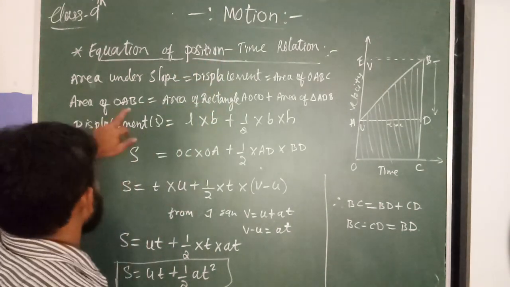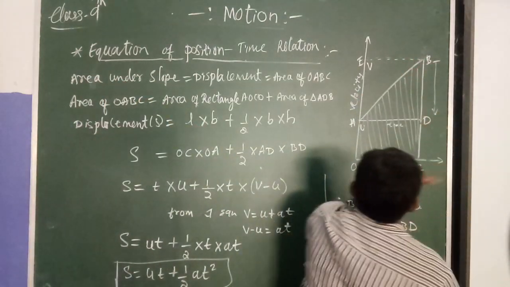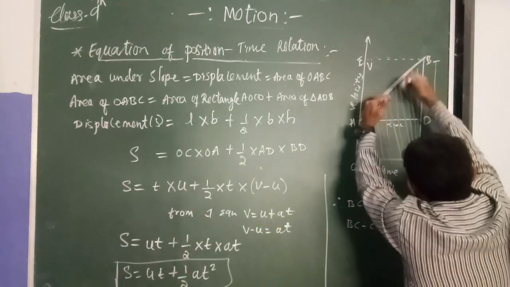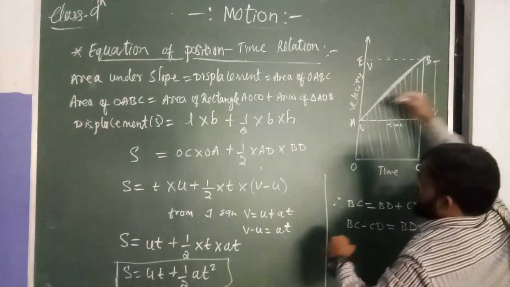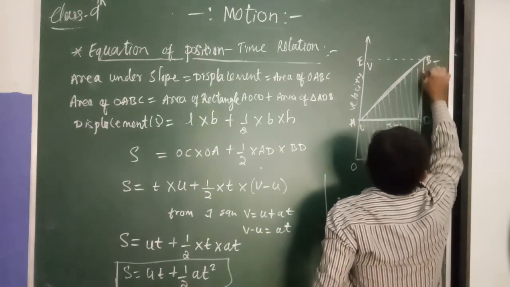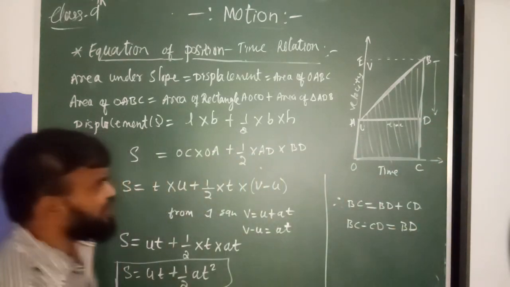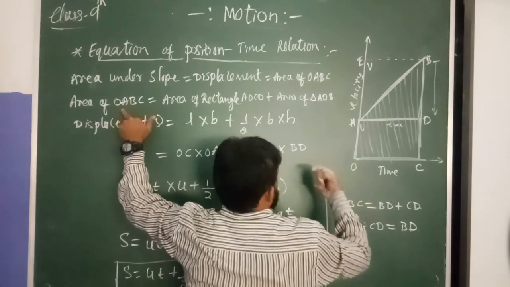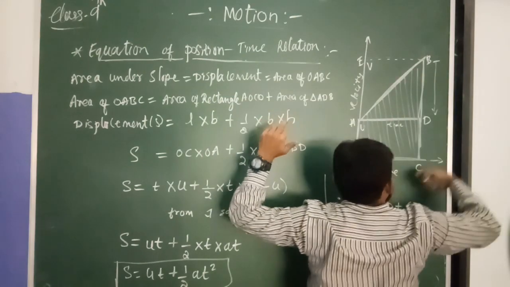See, so I have taken the area under the slope. Below the slope I have drawn the line. Under the slope, the area we are finding has two things: this is one triangle and this is one rectangle. Two things are there. Area of OABC is the under-curve area.